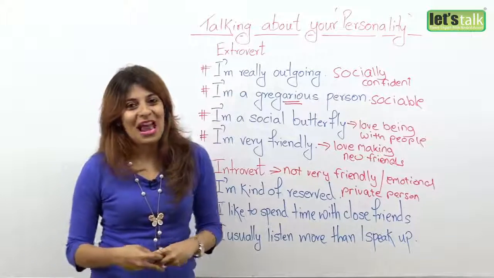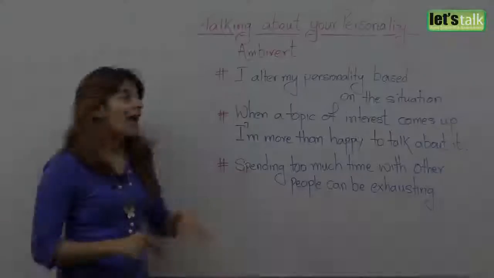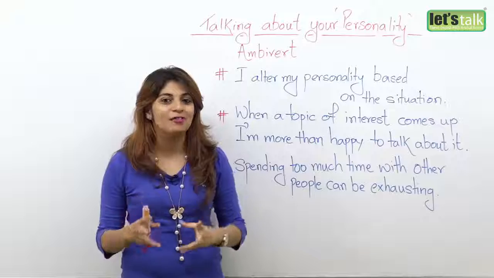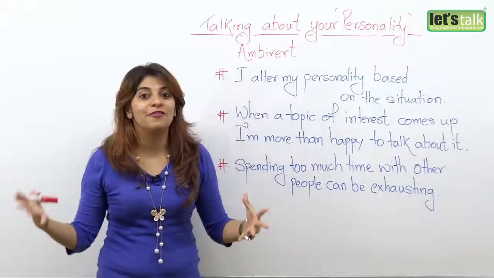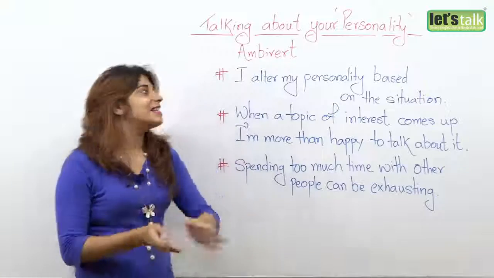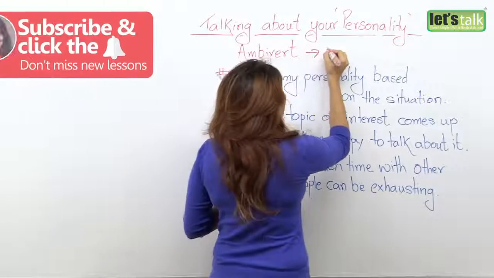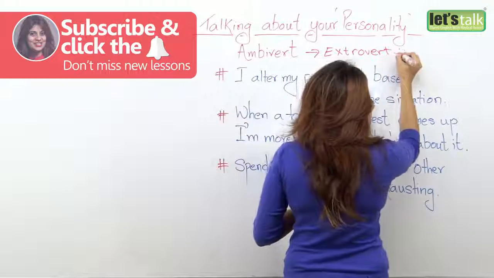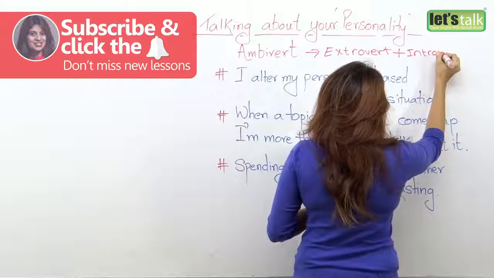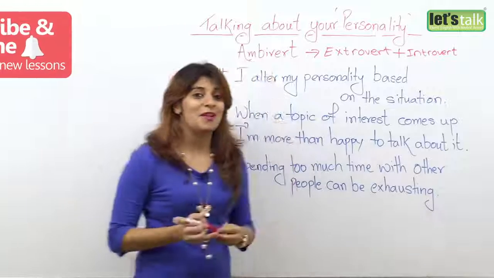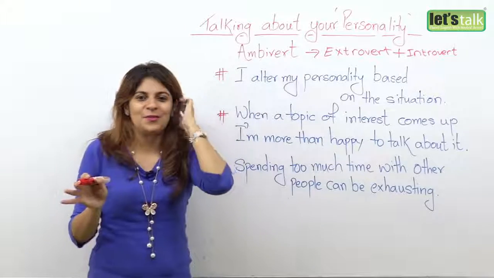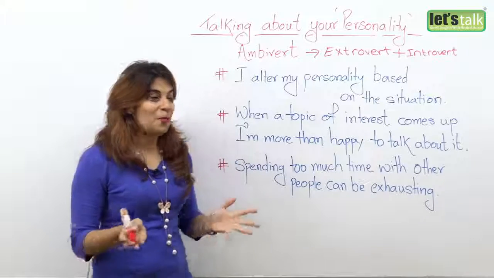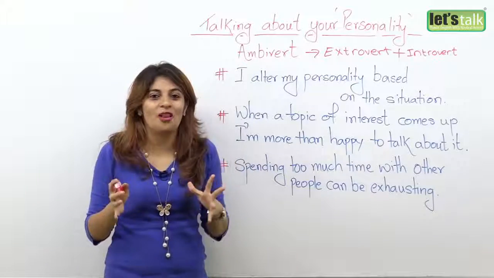And let's have a look at the third category, which is an ambivert. Ambivert. Well, what does this really mean? Well, a person who has a balance of extrovert and introvert features in their personality is an ambivert. That's quite interesting. Now, many people get confused. Am I an extrovert or am I an introvert? But hey, guess what? Probably you are an ambivert. So you have the qualities of both.